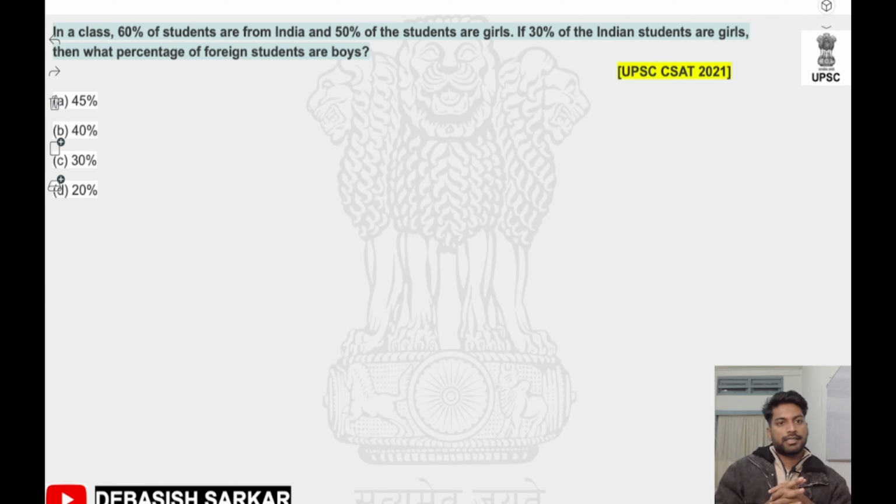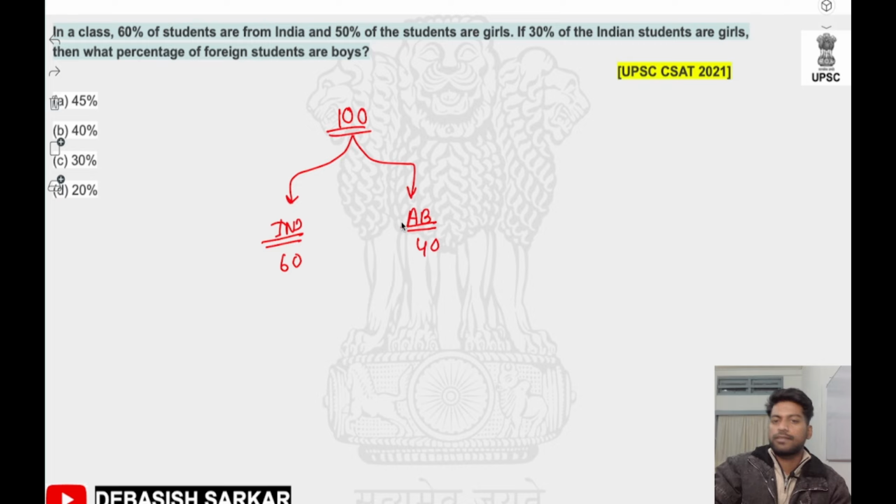In a class, 60% of students are from India and 50% students are girls. Very good question. Just assume there were 100 students in the class. Got it? Now look, 60% from India. So from India there will be 60 students. And from abroad it will be 40%, which means 40. Now leave this, 50% students are girls, just leave it for now.